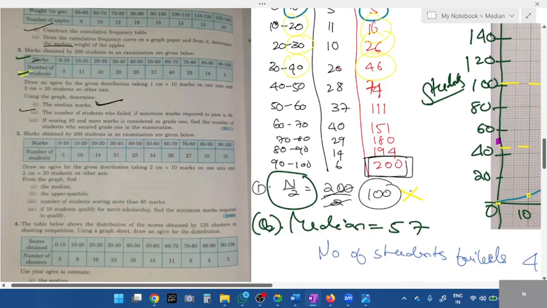Third question. Scoring 85 and more is considered to be grade 1. Find the number of students who secured grade 1 in the examination. If scoring 85 and more marks, what do you mean by that, students? You have to take from x-axis or y-axis? 85 and more marks. Very good.